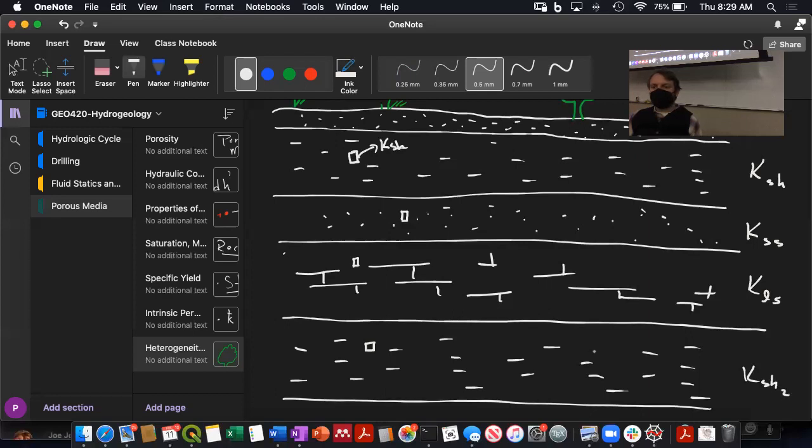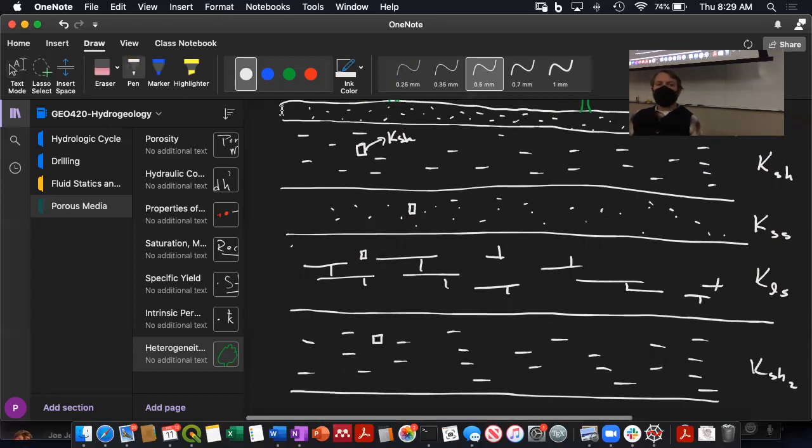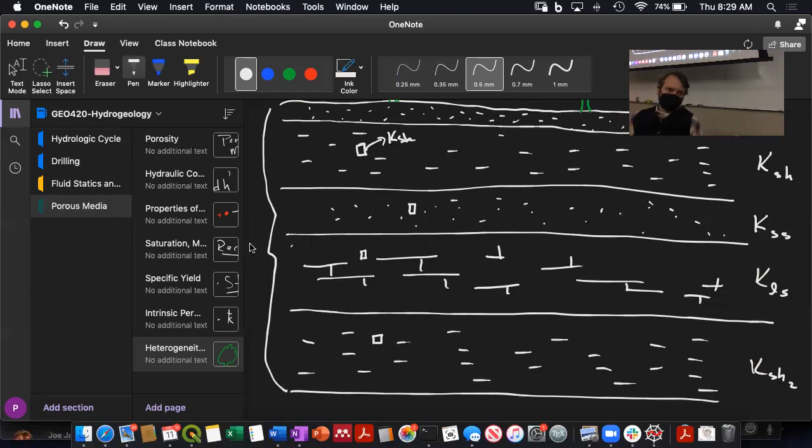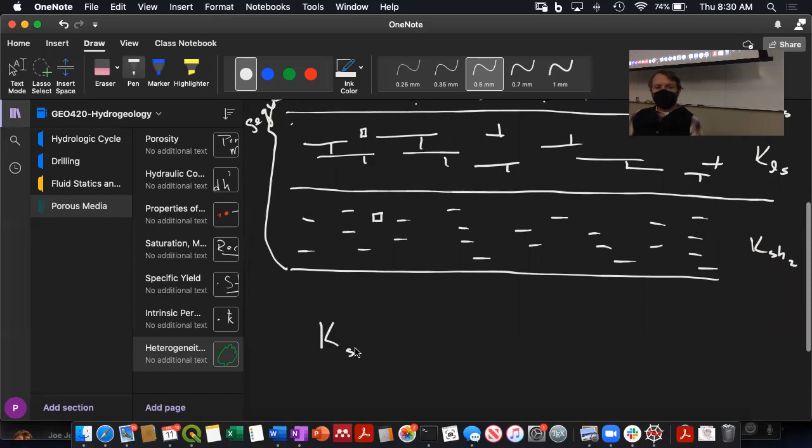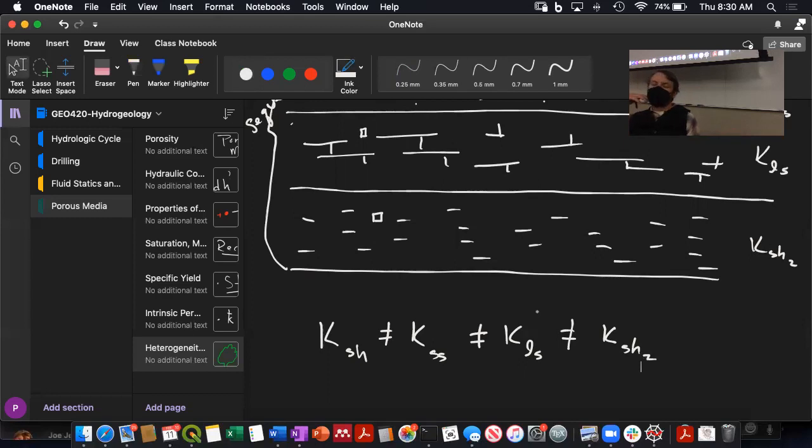All right. So when we think about groundwater flow through this whole sequence, through this stratigraphic sequence, so this is my sequence, then my K shale does not equal my K sandstone, does not equal my K limestone. The hydraulic conductivities of these different materials aren't equal to each other in general, right?